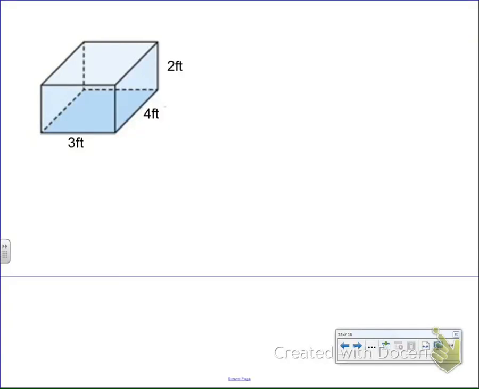Okay, I want to take a second and talk real quickly about surface area on a rectangular prism. We're going to start out with our surface area formula, and that's 2 times the area of the base plus the perimeter of the base times the height. So here I have a little rectangular prism over here.